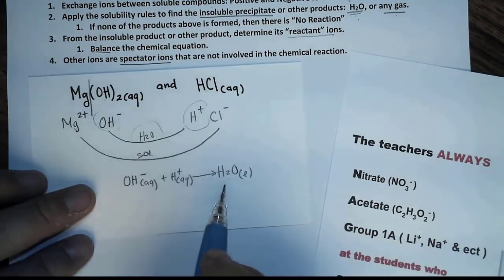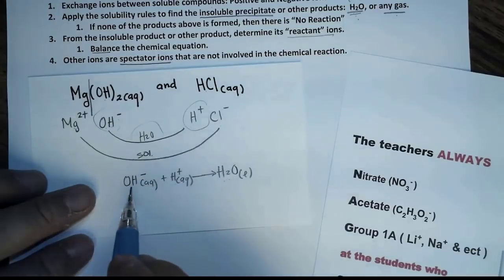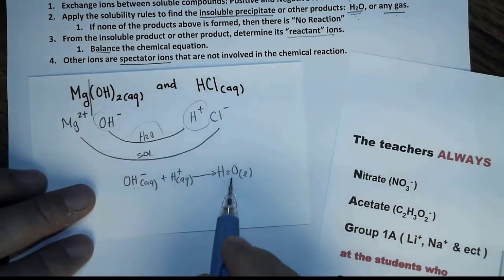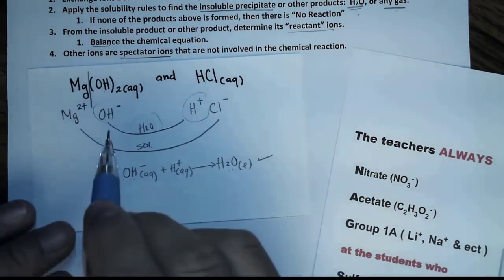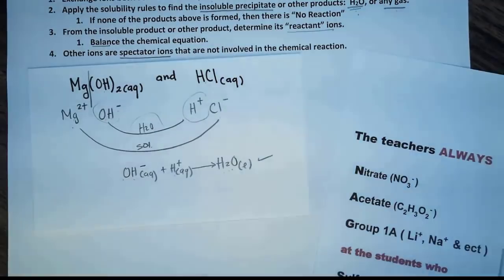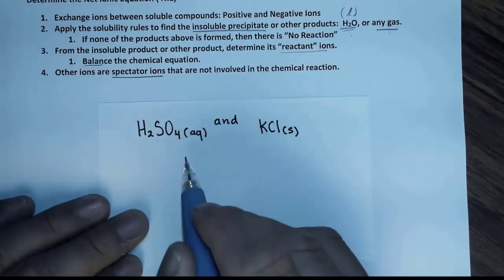And is the chemical equation balanced? In this case, we have 2 hydrogen on the product, and 1 and 1 on the reactant side. So it's balanced. And we have 1 oxygen and 1 oxygen, so it's balanced. So we are done. And of course, Mg and Cl are spectator ions.